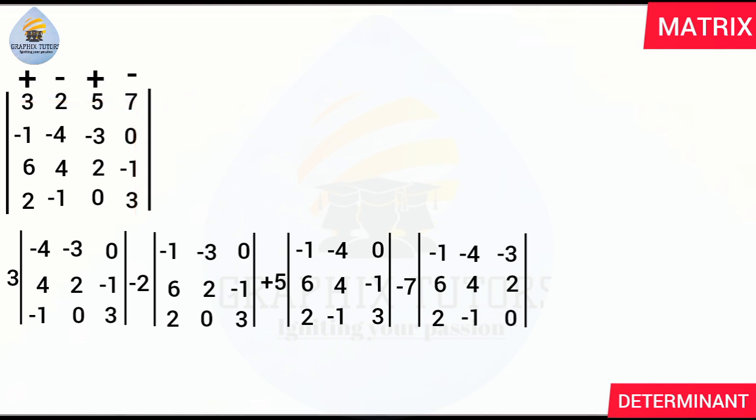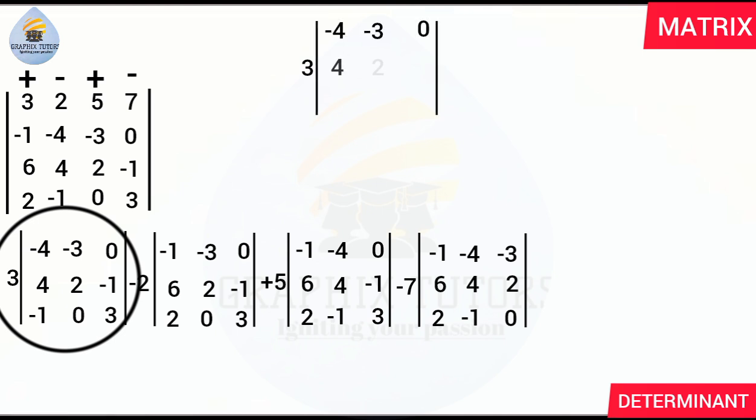Is that okay now? Now what does it remind you? It has taken you to your 3 by 3 matrix. Are we good? We have 3 rows and 3 columns. So now, to avoid mistakes, I'll be considering each of the matrices one after the other. So let's consider the first one, which is 3, minus 4, minus 3, 0, 4, 2, minus 1, minus 1, 0, 3. I'm considering this, right?